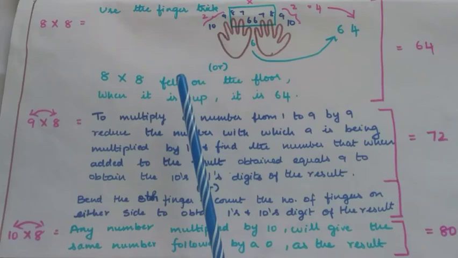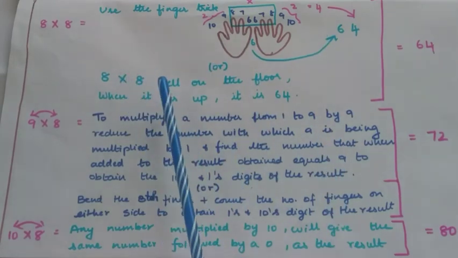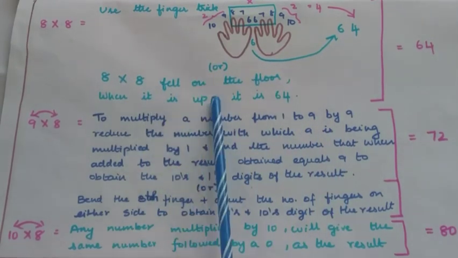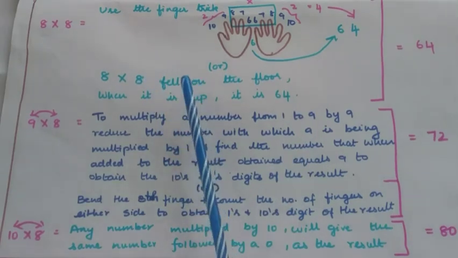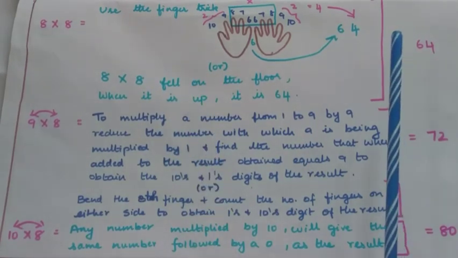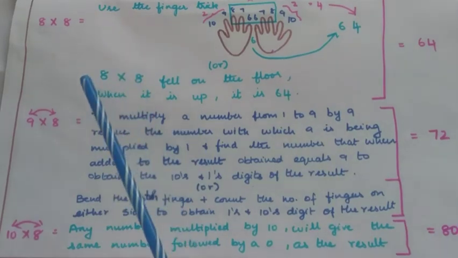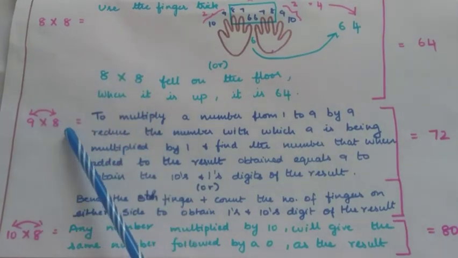Or you can use this rhyming sentence: 8 into 8 fell on the floor, when it is up it is 64, which when being repeated by the kids for 3 to 4 times, they will never forget what 8 into 8 is. Now let's move to the next row where 9 needs to be multiplied by 8.